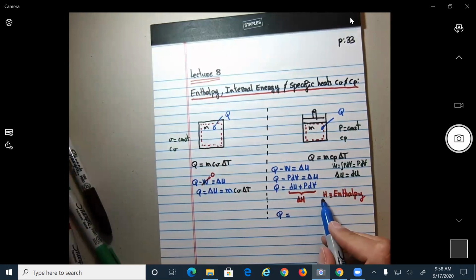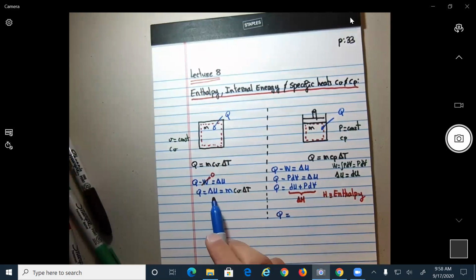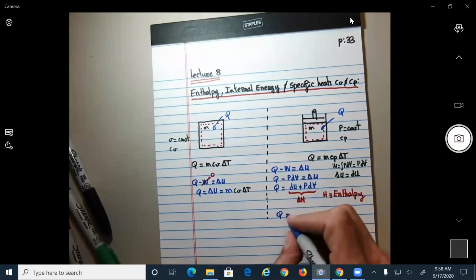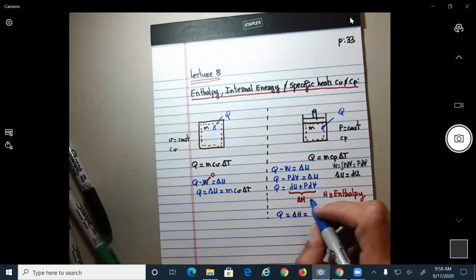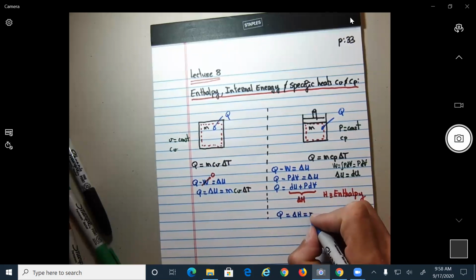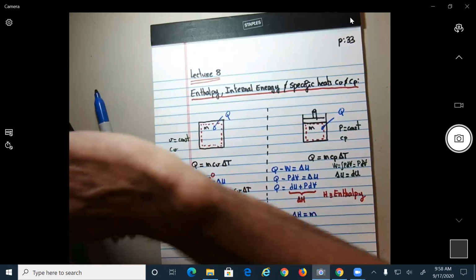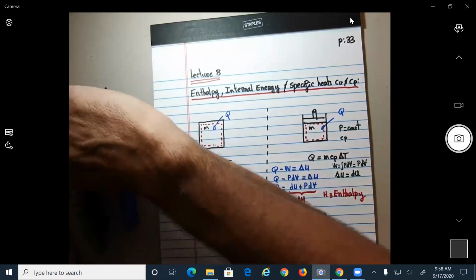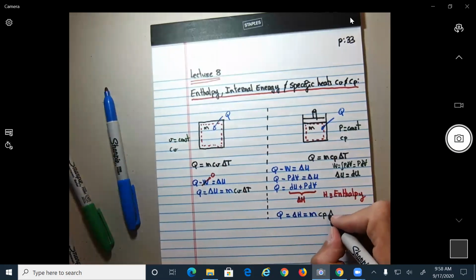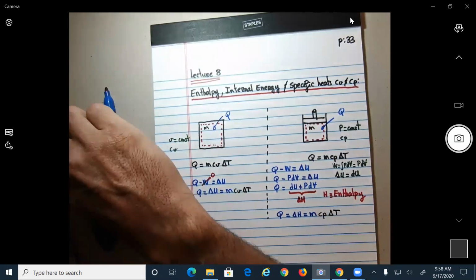And with enthalpy, here you see you have delta U equal to m C_V dT. This will give you that Q equal to the change in enthalpy, and this is equal to what? m C_P delta T.